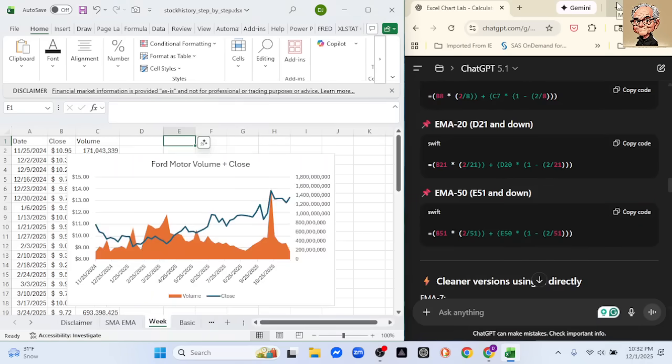Want clear trends in Excel? Let's compare the 21-day and the 50-day moving average in under 15 minutes. Welcome to the Excel Chart Lab. Today we're walking through two of the most important tools for understanding price trends: simple moving averages, or SMA, and exponential moving averages, or EMA. These are the building blocks for almost every trend-based technique you will ever use in Excel.